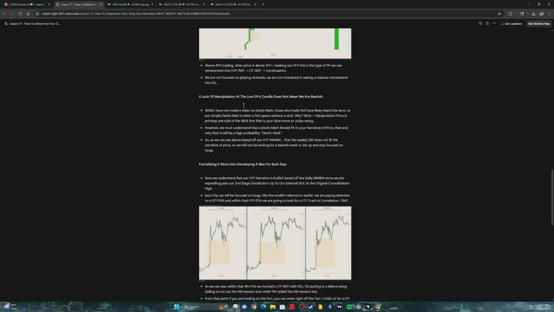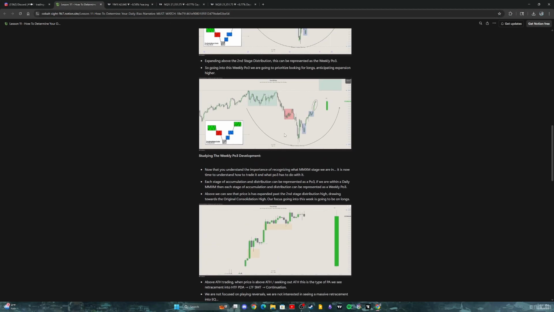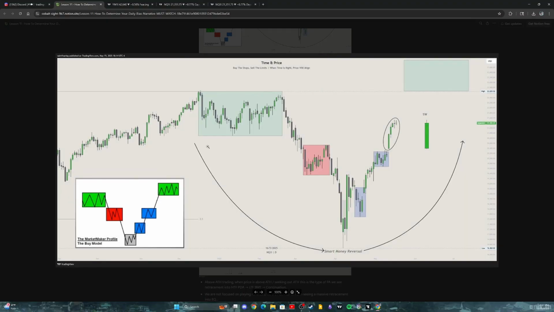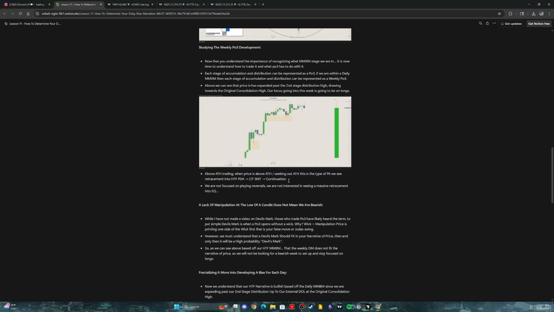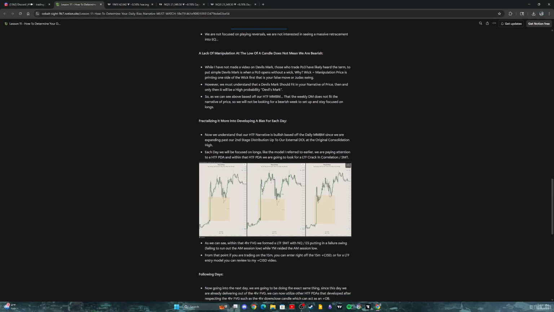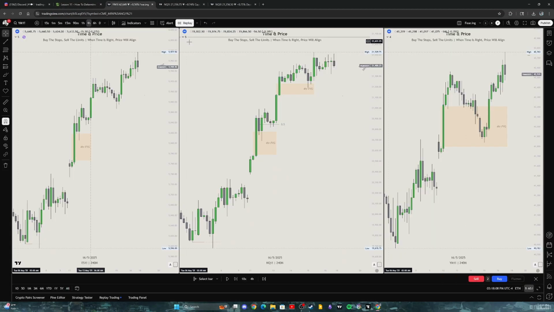And since we're expanding past the second stage distribution high, we're ultimately just looking for longs going into each day. And like the model we talked about, higher time frame P2A, lower time frame SMT, playing continuation. That is the model that we're focused on. Each day, like we said, we're going to be focused on longs. We're paying attention to a higher time frame P2A, and within that higher time frame P2A, we're going to be focused on a lower time frame crack and correlation.